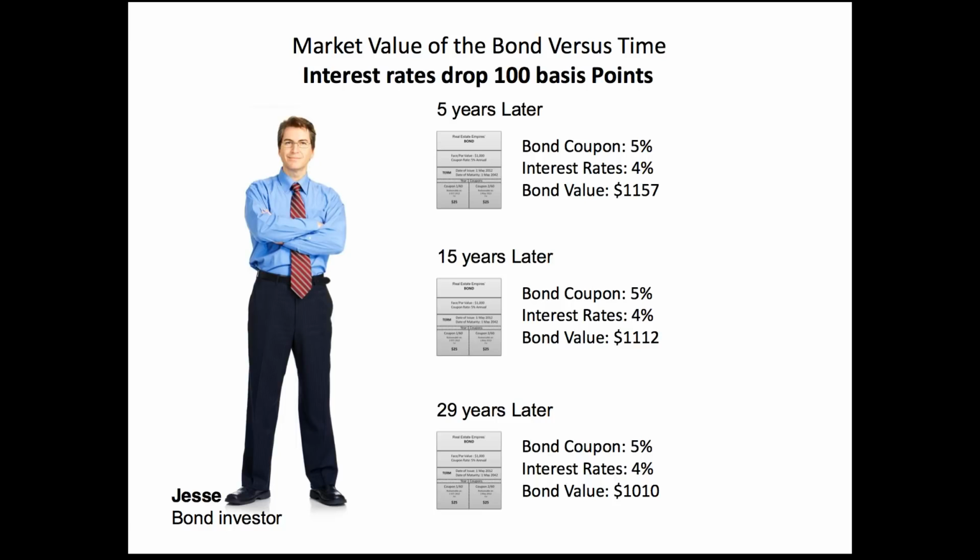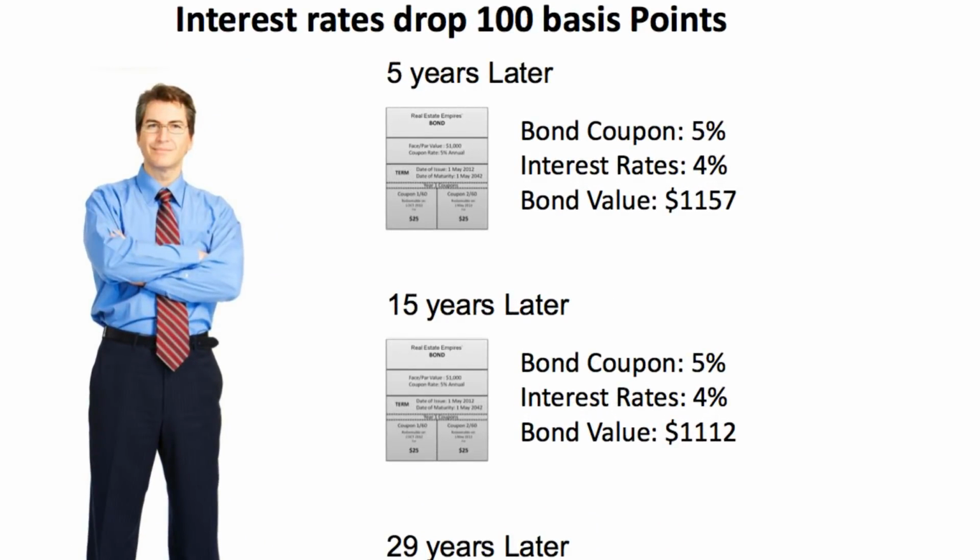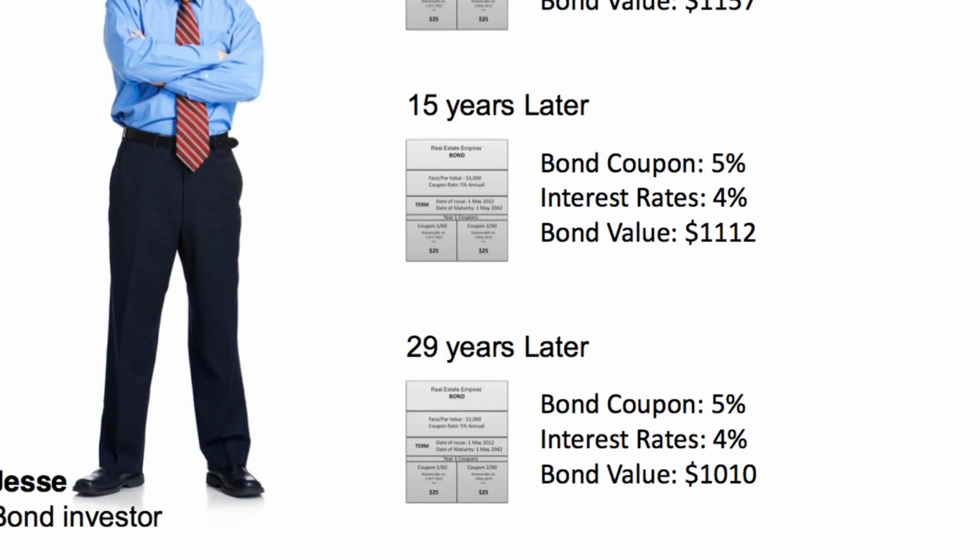So in the last scenario, we had the interest rates raised, but now we're going to look at Jesse holding the bond for 5 years, and then he's looking to sell it. So his bond, the coupon rate when he bought it was 5%, but interest rates are lower right now at 4%, and his bond value is $1,157. Okay, let's look at the 15-year one. Same coupon, interest rates are down 1%, but his bond value is now only $1,112, which is lower. And as you look at the 29-year one, it's really close to the bond's maturity, so the bond value is going to be really close to the par value, which is almost $1,000, $1,010.